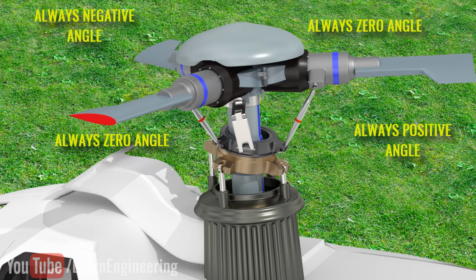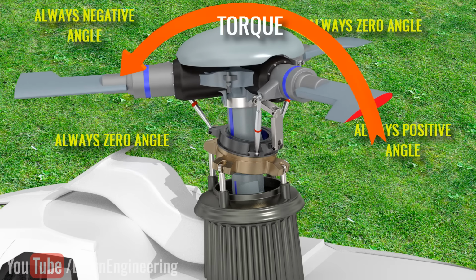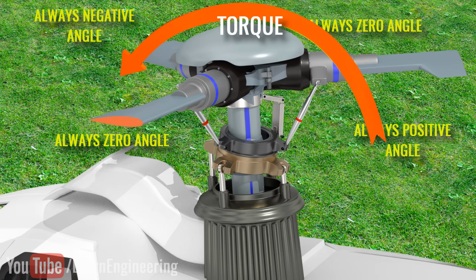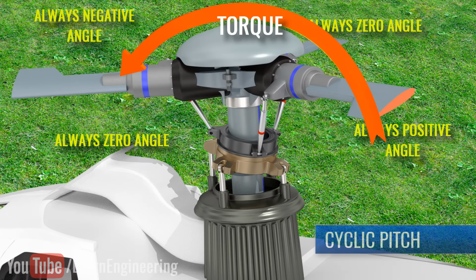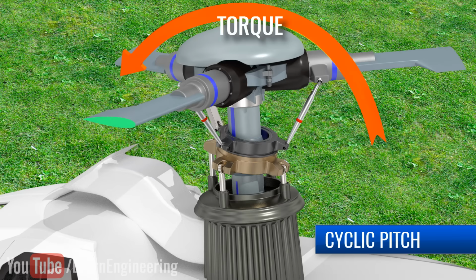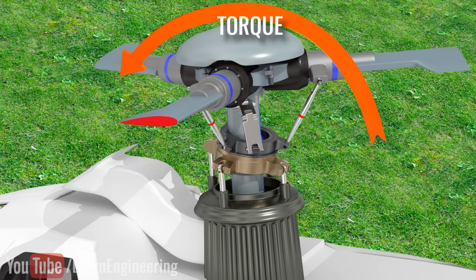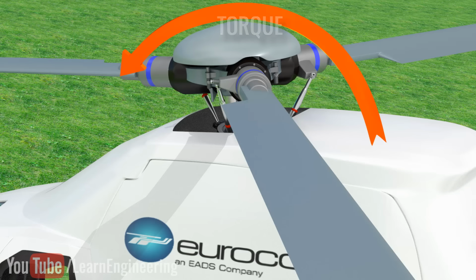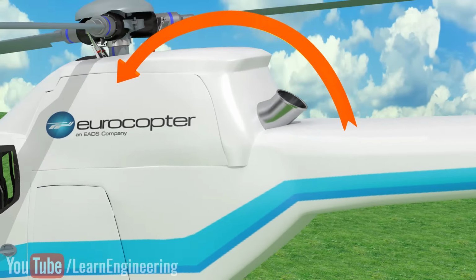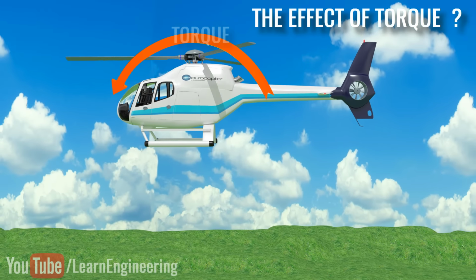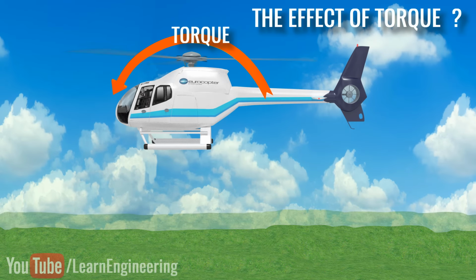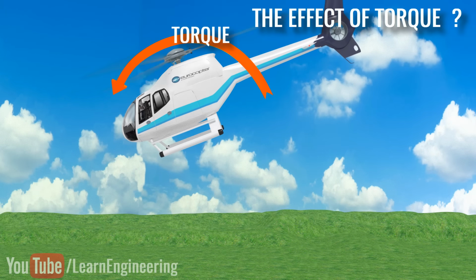In short, swashplate tilting backwards produces a torque as shown. This kind of control is known as cyclic pitch. Now back to the basic helicopter control. How will this torque affect the helicopter's motion? The most obvious answer is that the helicopter will turn forward and move as shown.